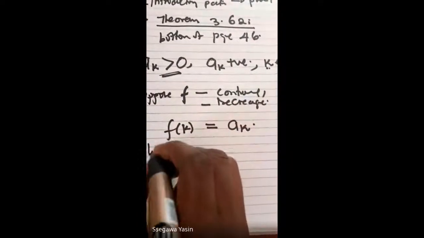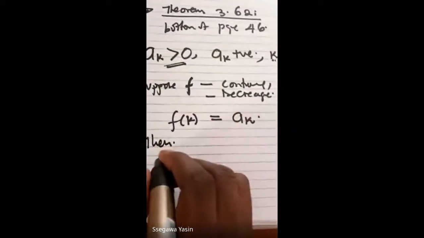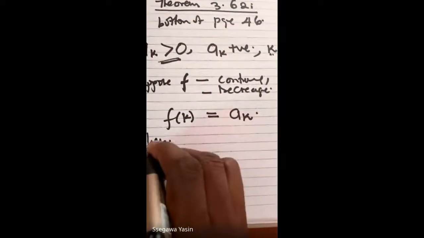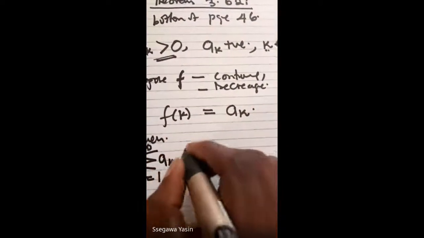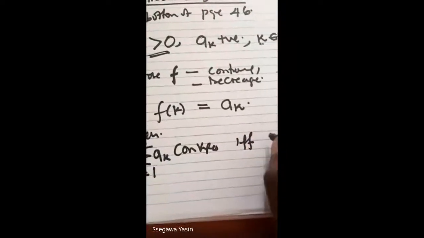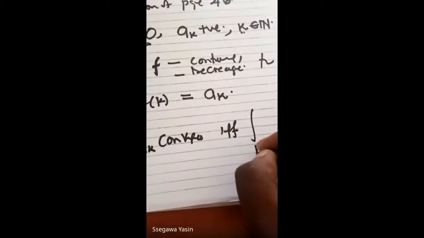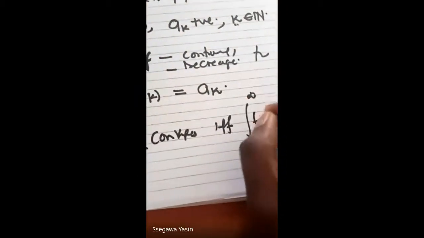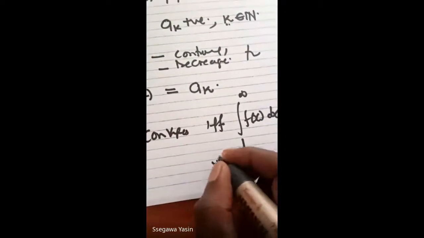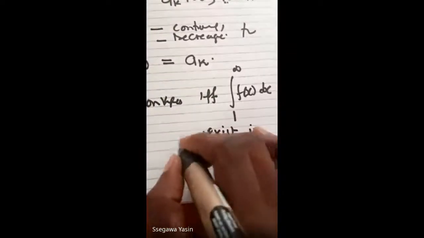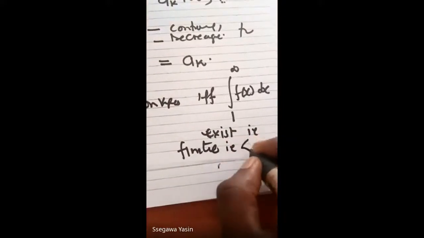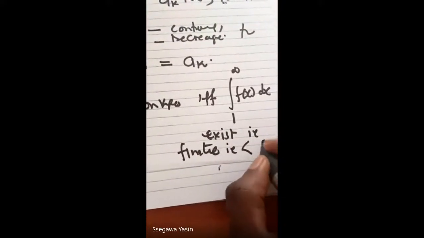Then we have to show, remember this is what we are interested in, the series converging. So the series sum of a_n converges if and only if, and if you know the meaning, it is two-sided, the integral from 1 to infinity of f(x) dx exists, i.e. is finite. That is the meaning. And being finite implies that it is less than infinity.